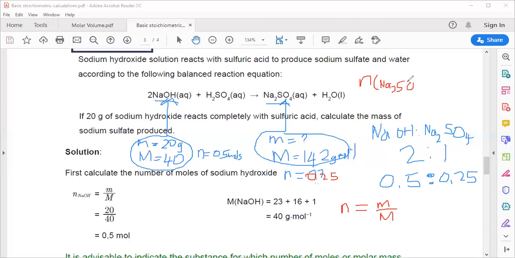Na2SO4. I don't have space here because I'm using a mouse. It's difficult for me to try and write here. Number of moles here, I'm going to take that 0.25, not 0.5, because this 0.5 is for sodium hydroxide. I'm not interested in sodium hydroxide. I'm interested in sodium sulfate. So I'm going to put here 0.25.